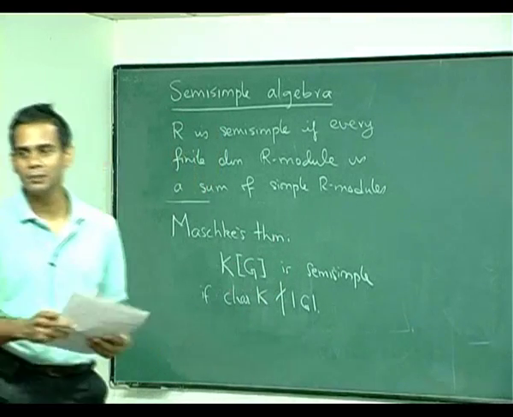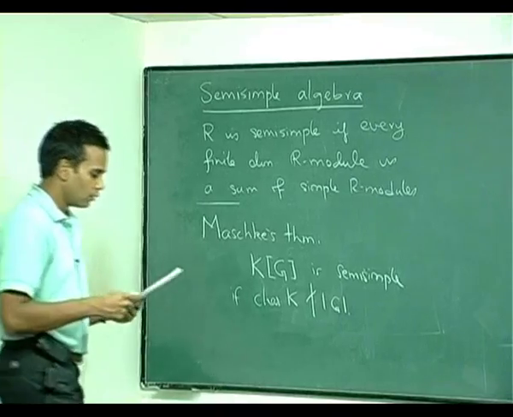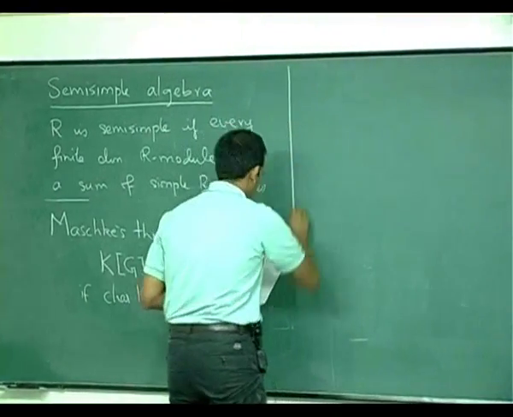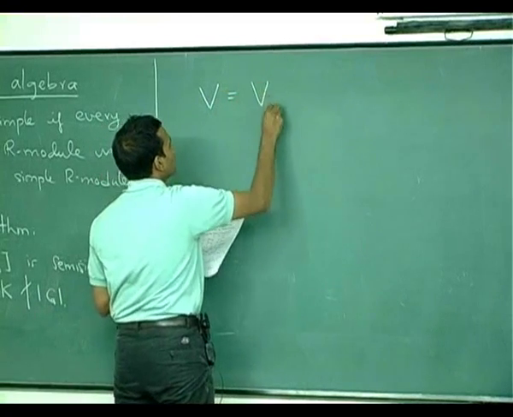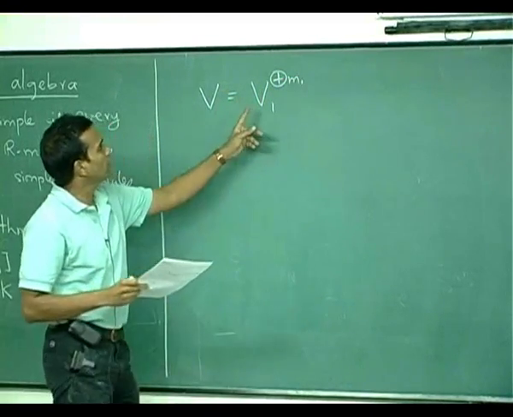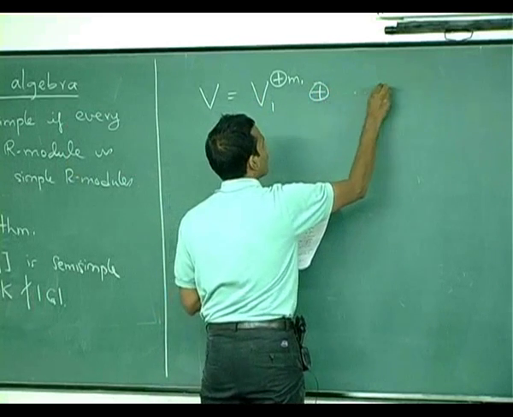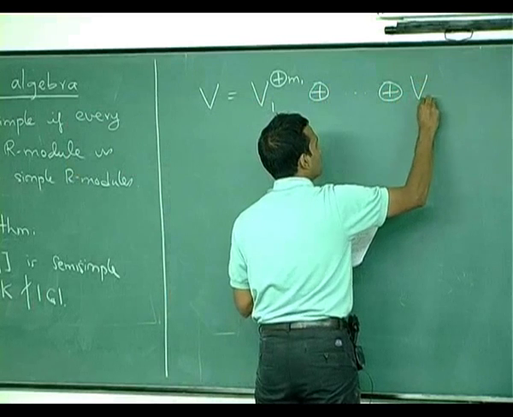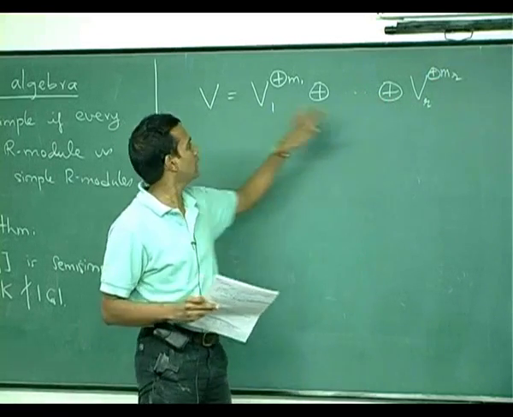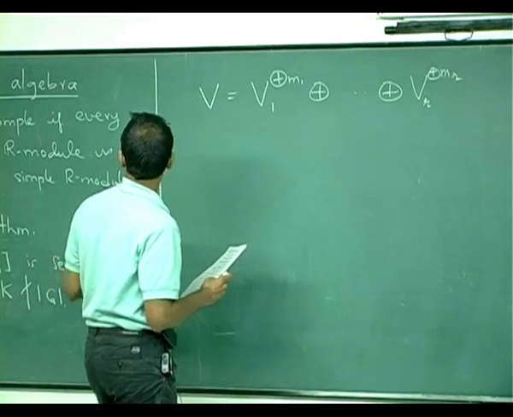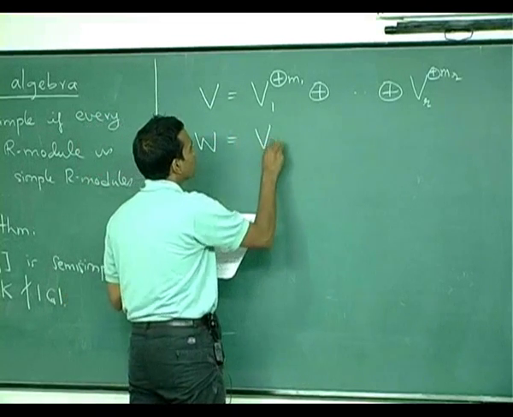So for semi-simple algebras, it's quite easy to understand modules, and the main thing is to understand the simple modules. So let's suppose I have two R modules, V, which is V1 direct sum, V1 taken M1 times, up to VR direct sum, MR times, where the V1 up to VR are simples. So I know that I can do this when I have a module for a semi-simple ring. And suppose I have another one of these, W, which is V1 direct sum N1, and so on.